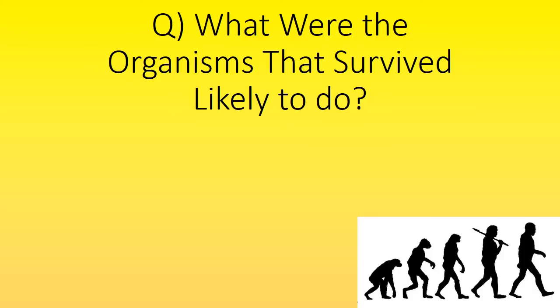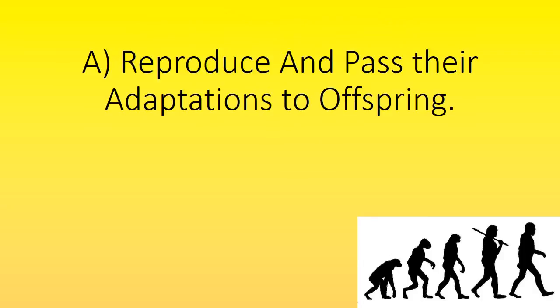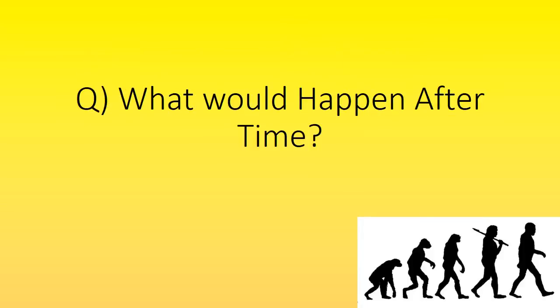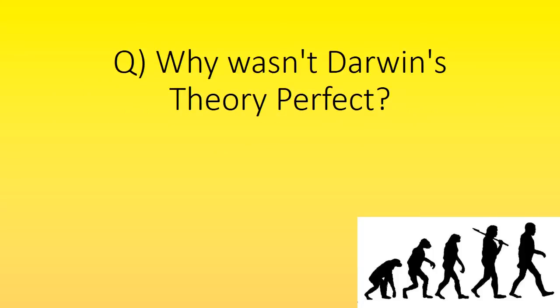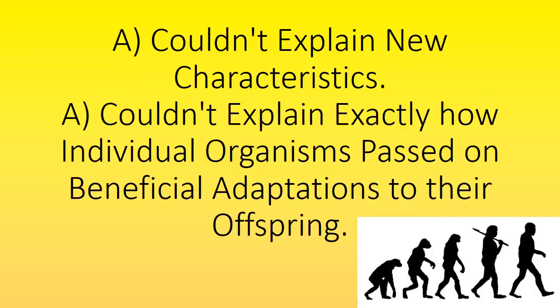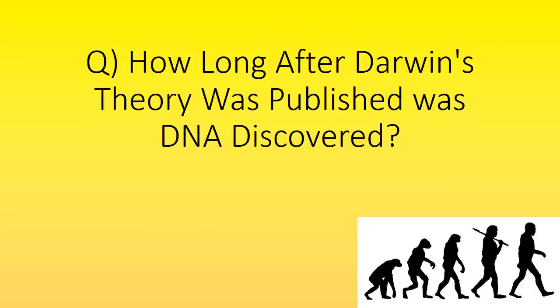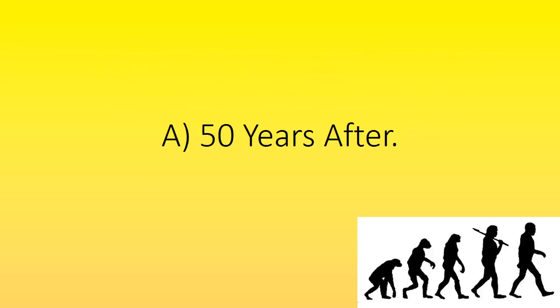What were the organisms that survive likely to do? Reproduce and pass on their adaptations to offspring. What would happen after time? The species would change, meaning it would evolve. Why wasn't Darwin's theory perfect? Couldn't explain new characteristics, couldn't explain exactly how individual organisms passed on beneficial adaptations to their offspring. How long after Darwin's theory was published was DNA discovered? 50 years after.